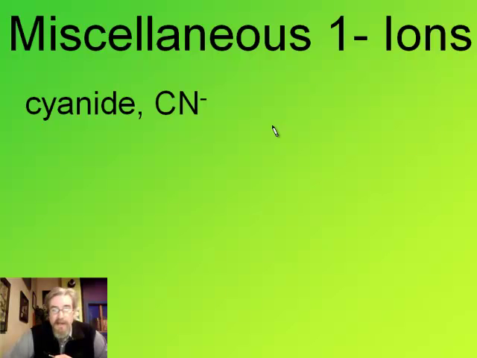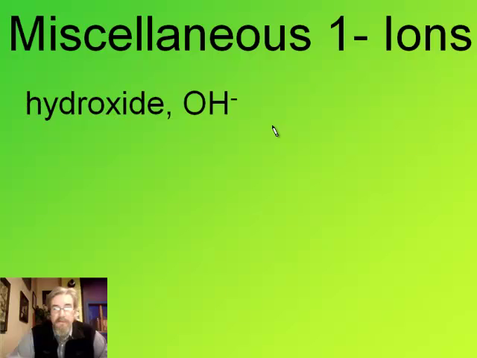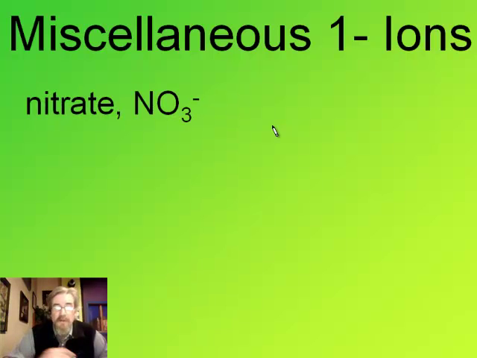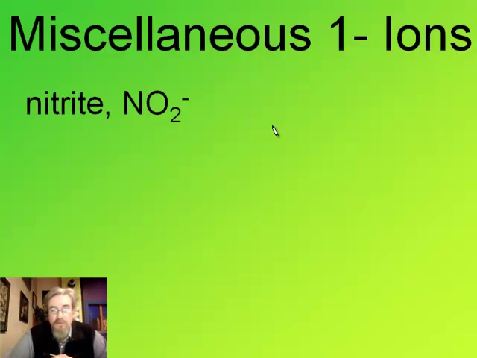Another one is cyanide. Cyanide is a carbon and a nitrogen, CN, with a 1 minus charge. Hydroxide is a really important one. There's a whole class of very important compounds called bases that all have hydroxide in them. So OH minus is hydroxide. Nitrate is NO3 1 minus. Nitrite is NO2 1 minus.